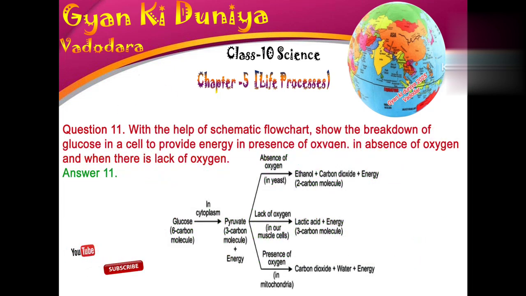Question 11. With the help of schematic flowchart, show the breakdown of glucose in a cell to provide energy in presence of oxygen, in absence of oxygen, and when there is lack of oxygen. Answer 11. Please show in the chart.